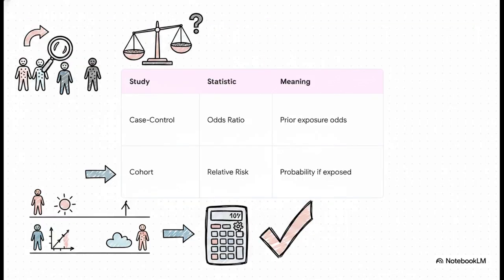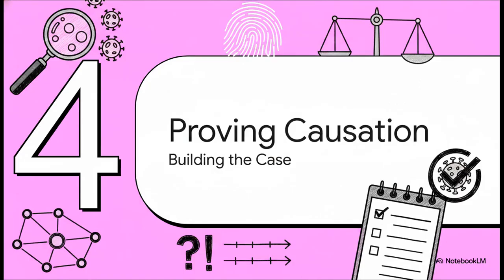And depending on which direction of time they're traveling, they calculate different statistics to build their case. In those backward-looking case control studies, they figure out the odds ratio. This compares the odds of a prior exposure in the sick group versus the healthy group. But if they're looking forward in a cohort study, they use the relative risk. This is a super powerful metric that tells us the actual probability of getting sick if you're exposed to something versus if you're unexposed. Let's look at Section 4, Proving Cause and Effect.